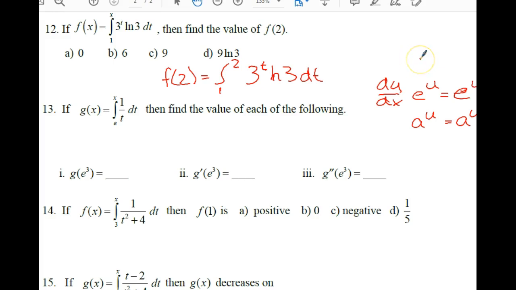So this is equal to 3^t bounded from 1 to 2. So then you plug in, so you get 3 squared minus 3 to the first. 3 squared is 9, 3 to the first is 3. So you get 9 minus 3, which is B.